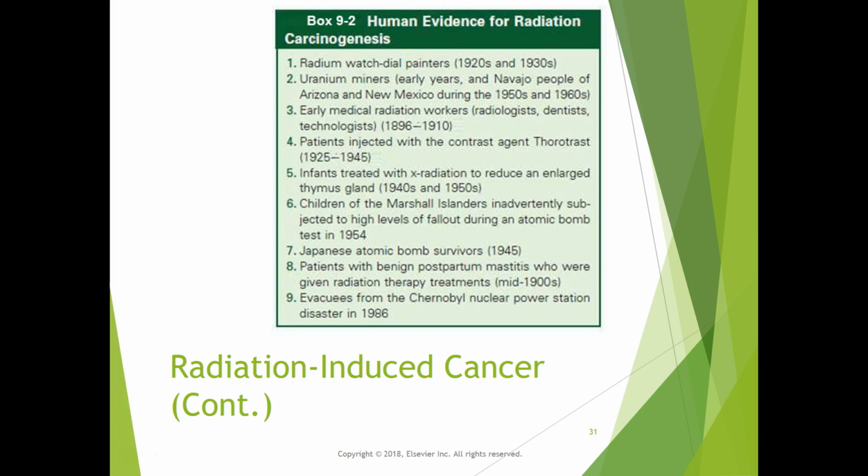Okay, and then the last group is the evacuees from Chernobyl. What we're finding out with them is there are a lot of studies that still need to be done. The accident occurred in 1986. They evacuated about 50,000 people within 36 hours out of the area. An additional 85,000 people were evacuated within 14 days after that.